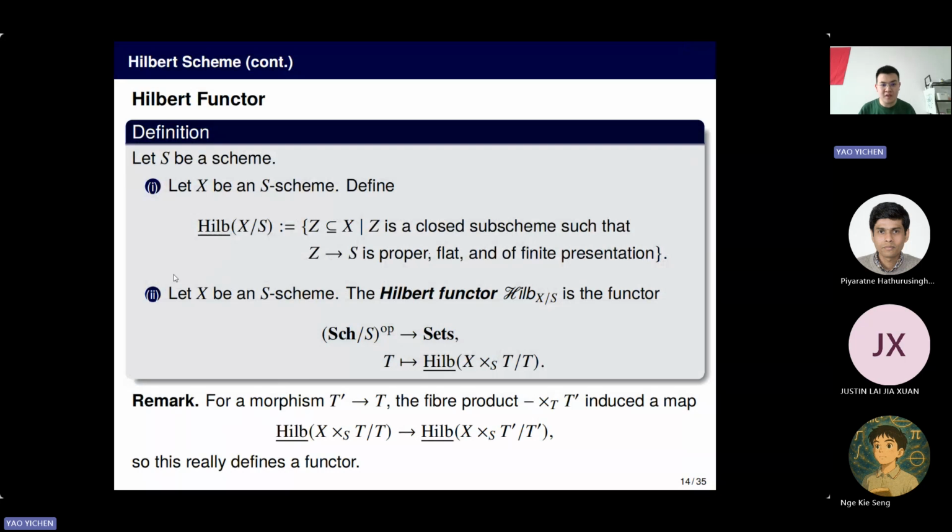And then let X be an S-scheme. We define the Hilbert functor as the functor that sends every scheme T over S to the category of sets, which is the set we defined earlier. And this remark shows that this is actually a functor because the fiber product induces this map.